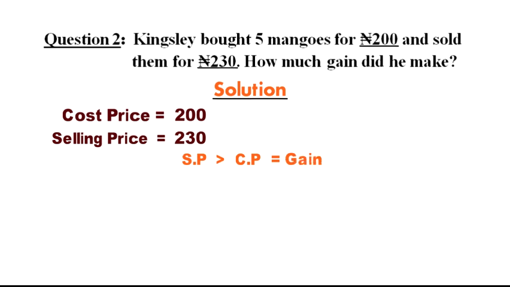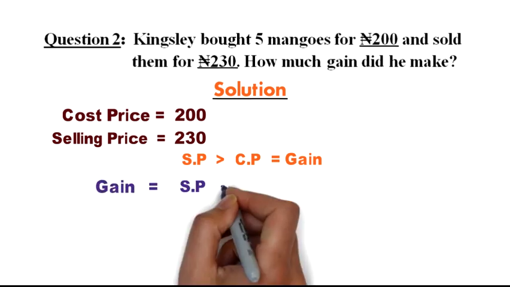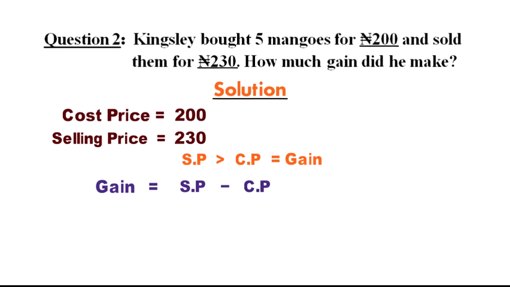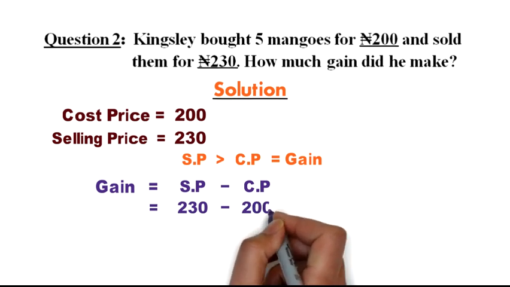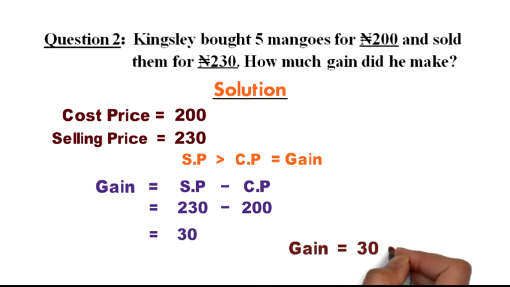We need to calculate the gain. Gain is equal to selling price minus cost price. We will put our values into the formula. This gives us gain is equal to 230, which is the selling price, minus 200, which is the cost price. This is equal to 30. Therefore, the gain is equal to 30 naira. This is how to calculate gain. Let's solve another example.